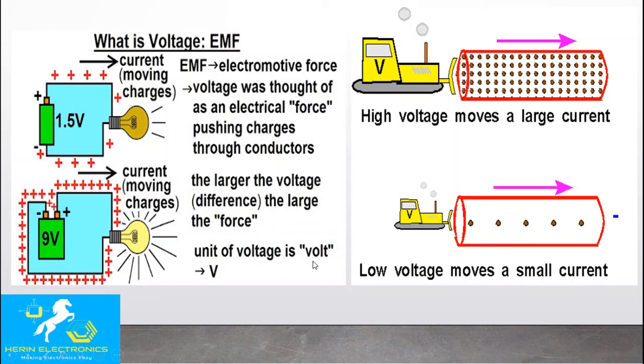The unit of voltage is known as volts and is depicted with the English alphabet V. We can also correlate this with current: the higher the voltage, the larger the amount of current that passes, whereas lower voltage moves a smaller amount of current. We can easily give the relationship as voltage is directly proportional to current.